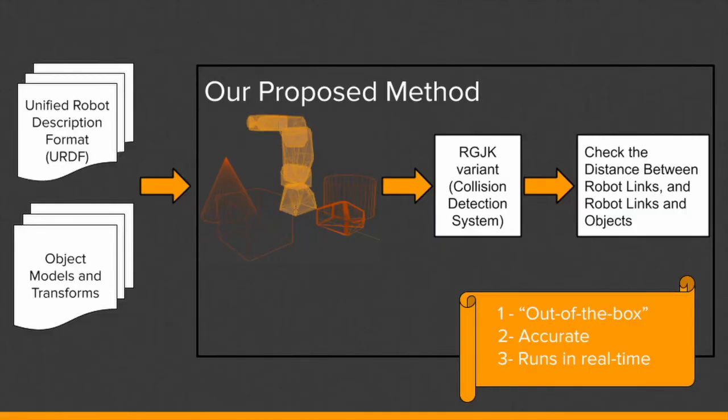Our proposed method is an out-of-the-box, highly accurate real-time collision detection system that requires only the URDF of the robot and object meshes with their respective transformations to generate a model of the robot's environment. The system uses a variant of the recursive Gilbert-Johnson-Keerthi algorithm to return the shortest distance between all the pairs of objects, which is used to determine collisions.